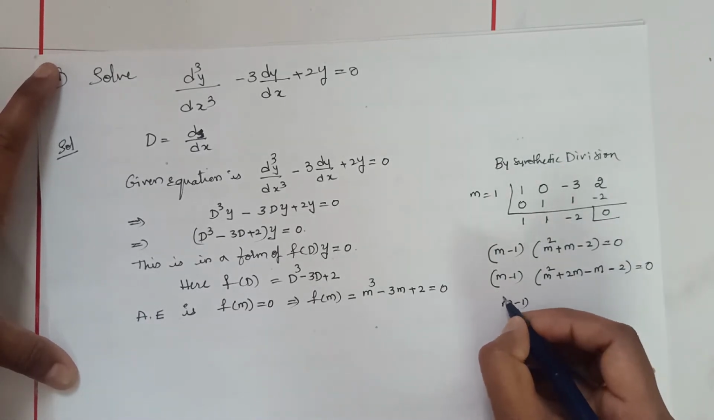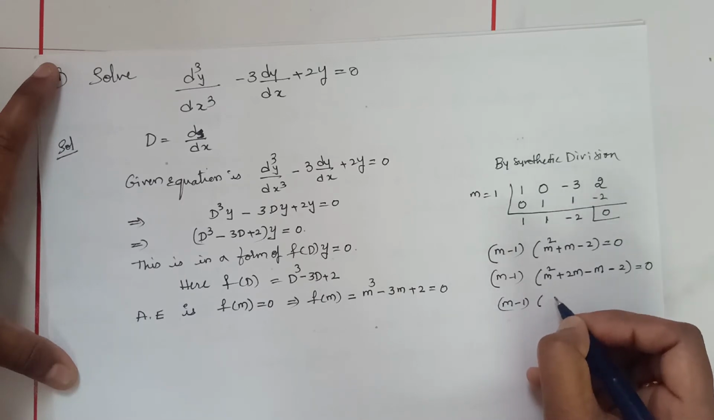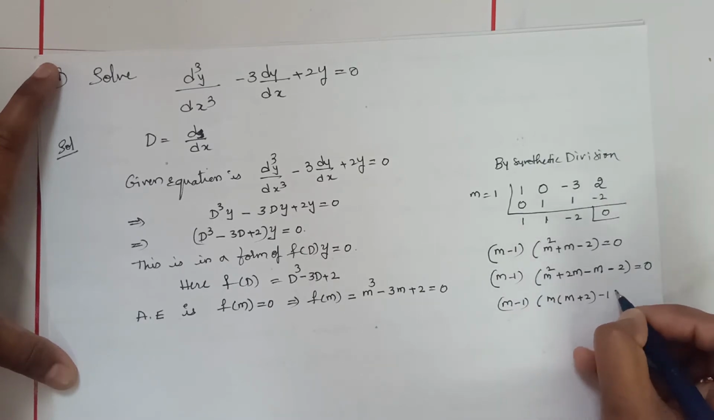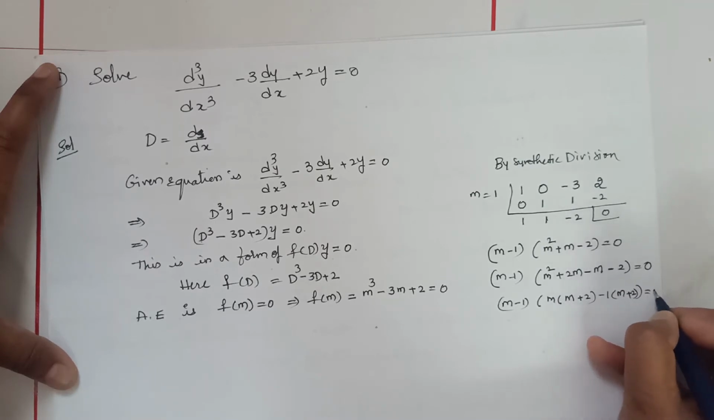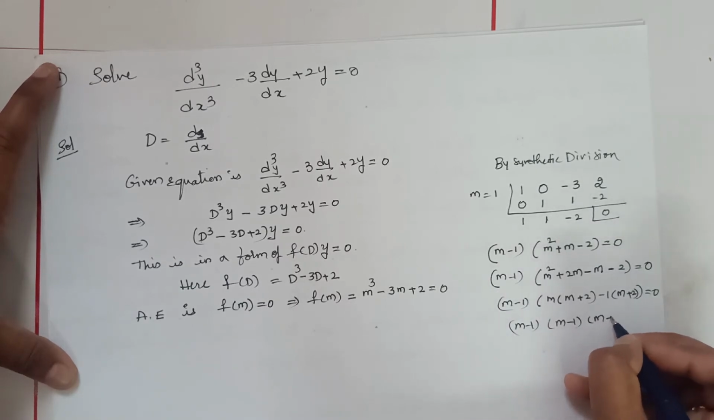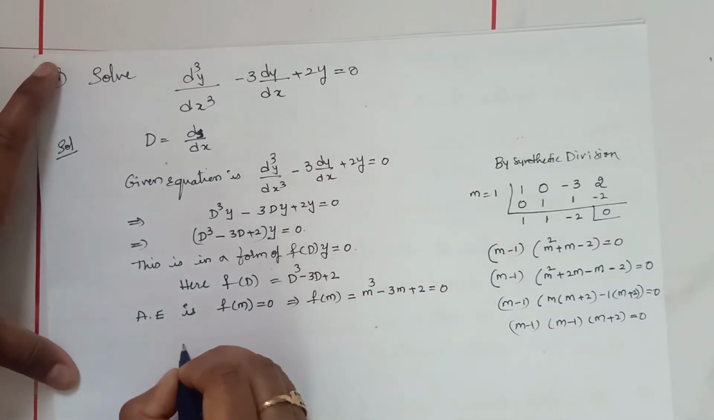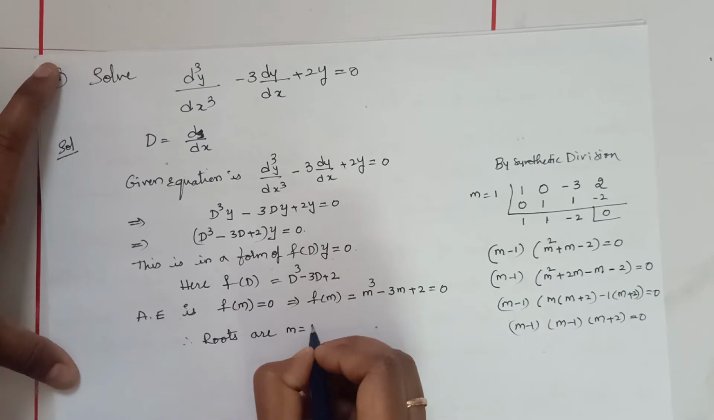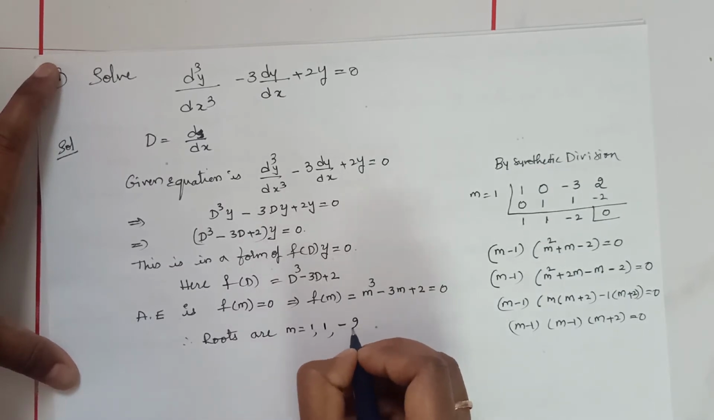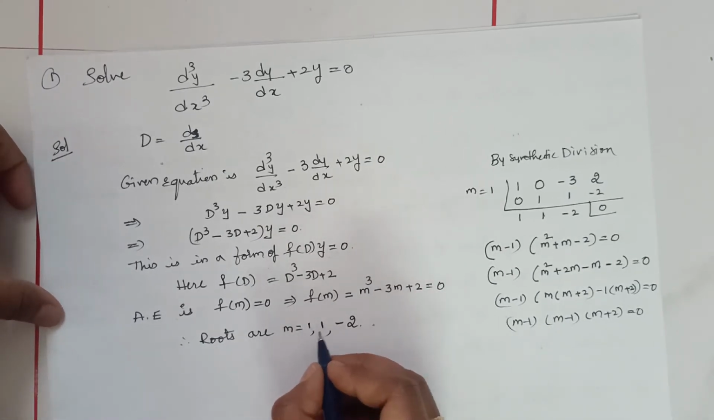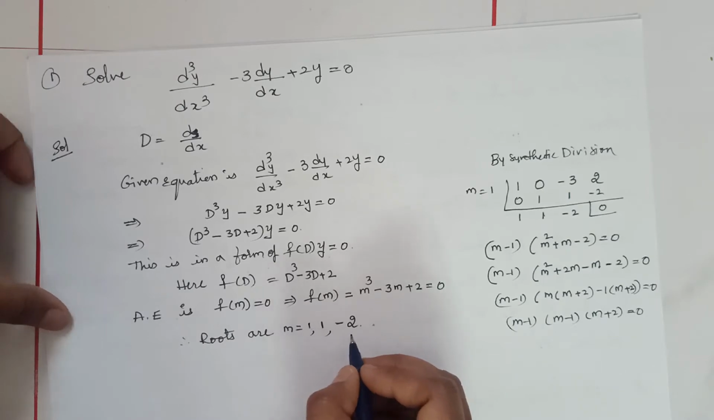M minus 1 into, if I take m common, m plus 2 minus 1, m plus 2 is equal to 0. M minus 1 into m minus 1 into m plus 2 is equal to 0. Therefore, the roots are m is equal to 1, 1, minus 2. We got 3 roots, m1, m2, m3. The first 2 roots are the same and the third root is different.